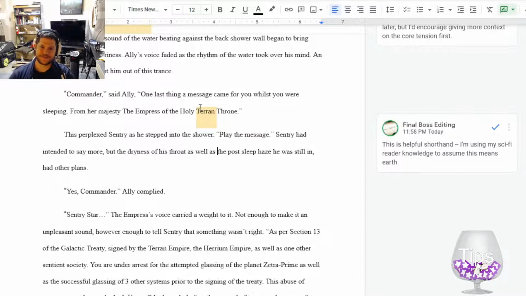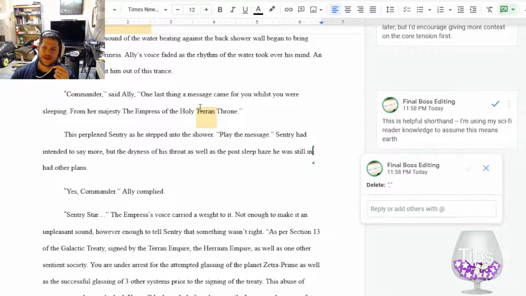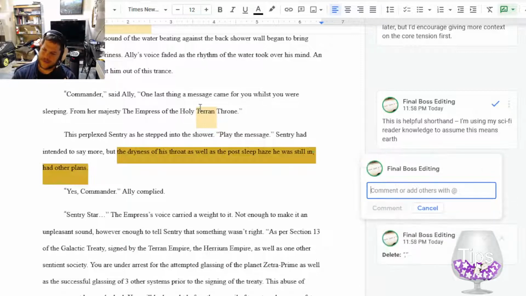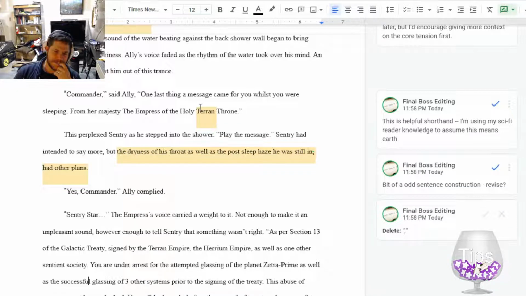What's still in here? Intended to say more, and as well still in had other plans. A little bit of a funky construction. So yeah, a bit of a funky, I'll just say revise.